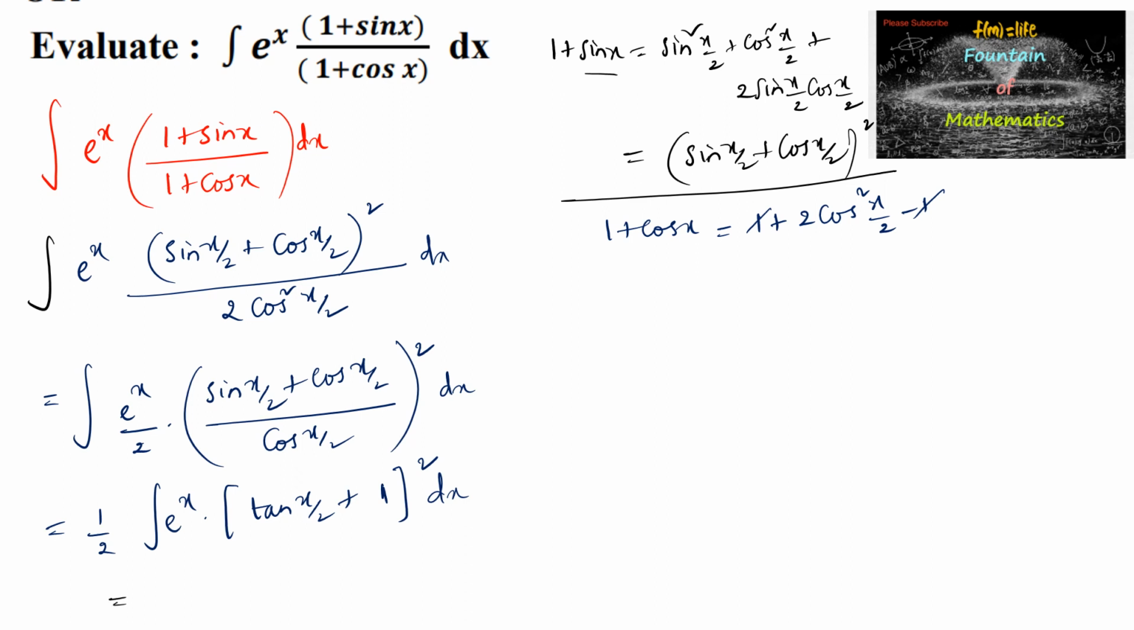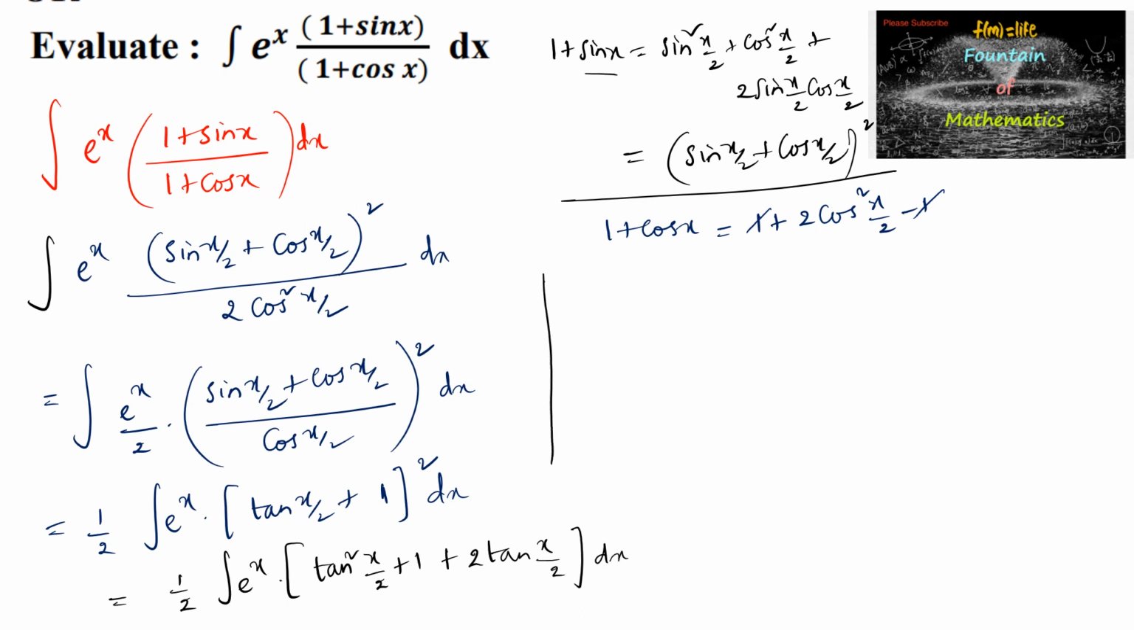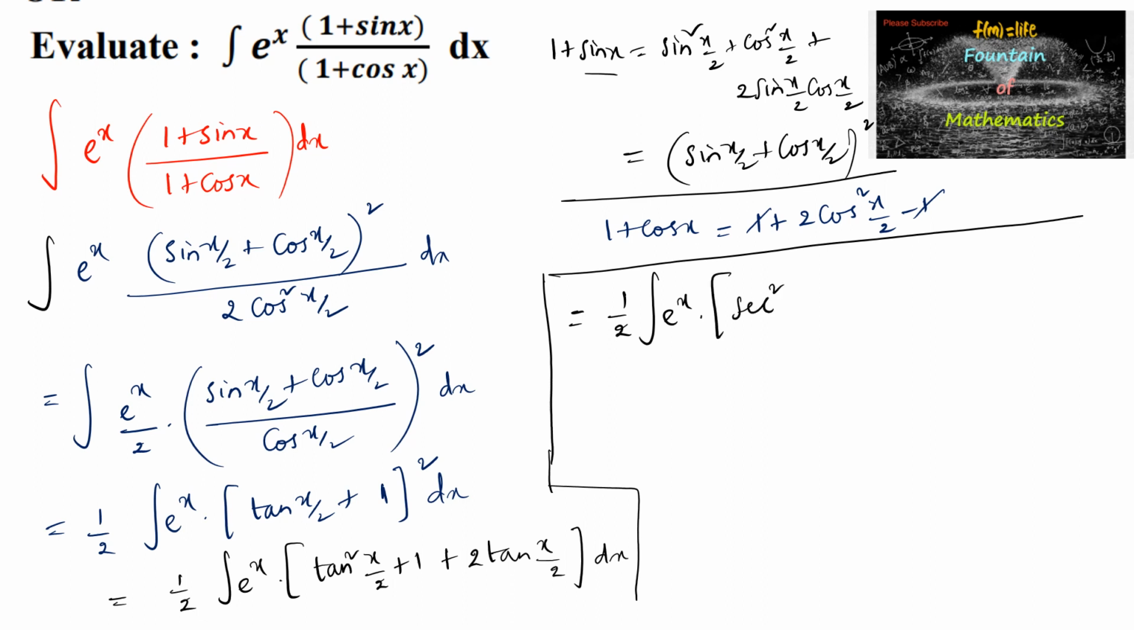We can simplify here 1 by 2 integral e power x into tan x by 2 plus 1 whole square is tan square x by 2 plus 1 plus 2 into tan x by 2, dx. So which is equal to 1 by 2 times integral e power x into, we know 1 plus tan square theta is secant square theta, we can write secant square x by 2 plus 2 times tan x by 2, dx.